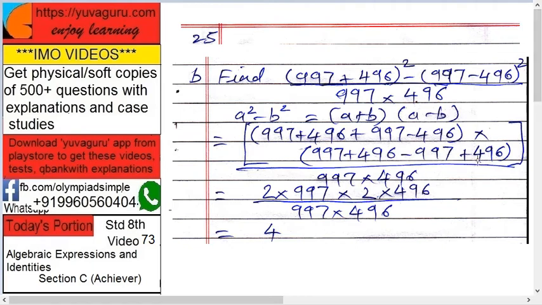change. The whole upon denominator remains the same, equals to, now the 2 into 496 goes, and 2 into 997, and here 997 goes and 496 remains. So 2 into 997 plus 2 into 496, upon the denominator as it is. Just cancel them and you get 4 as the answer. So this is the required answer.